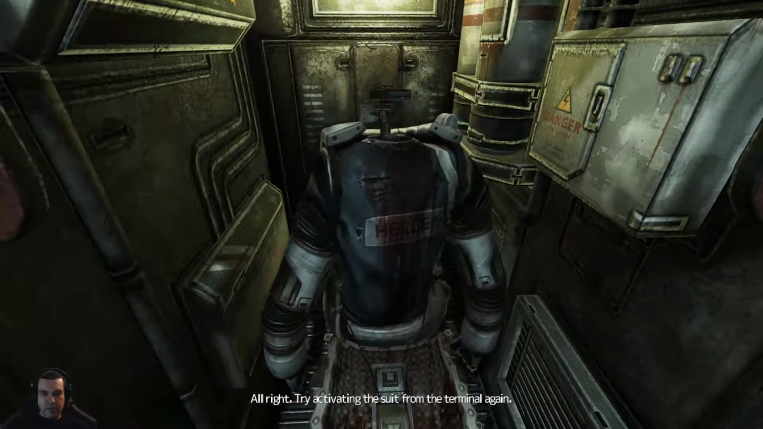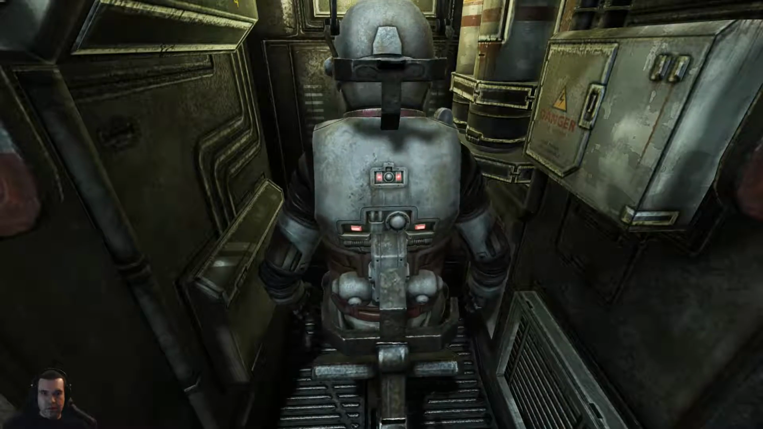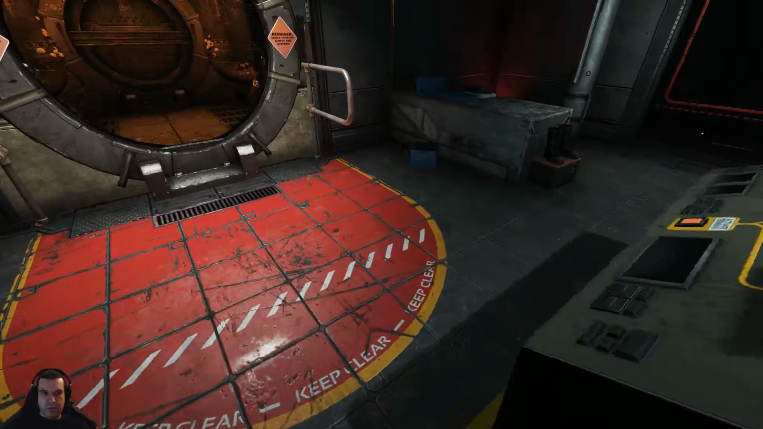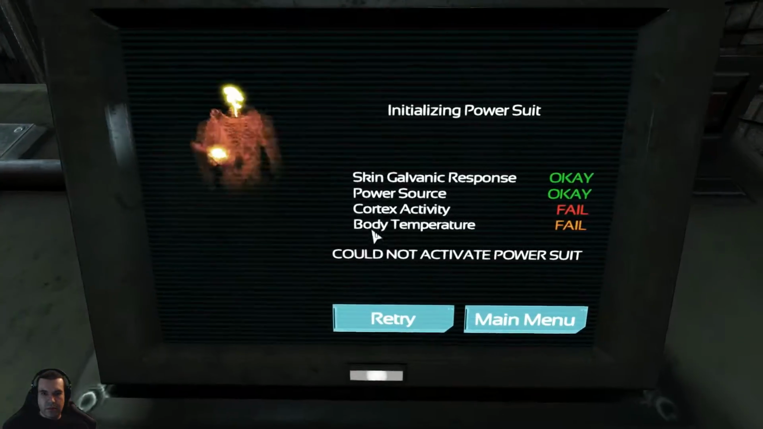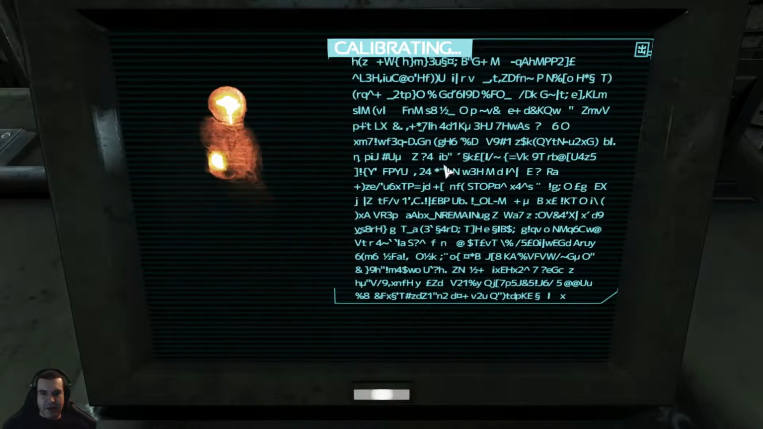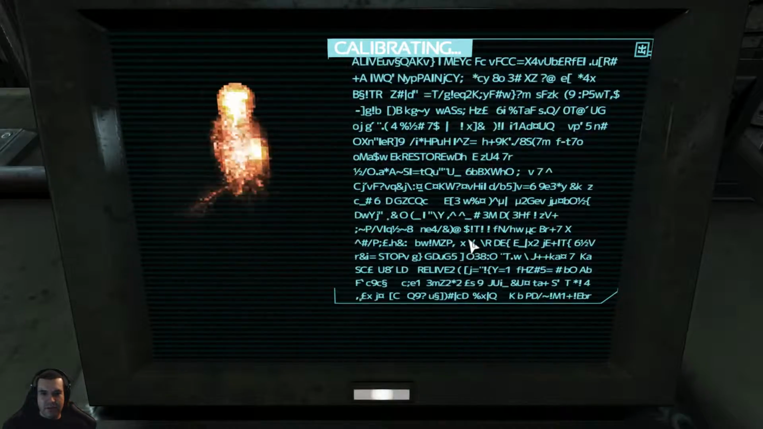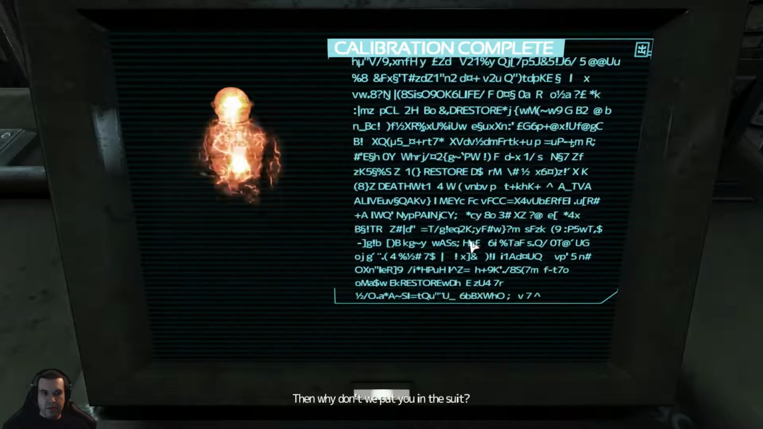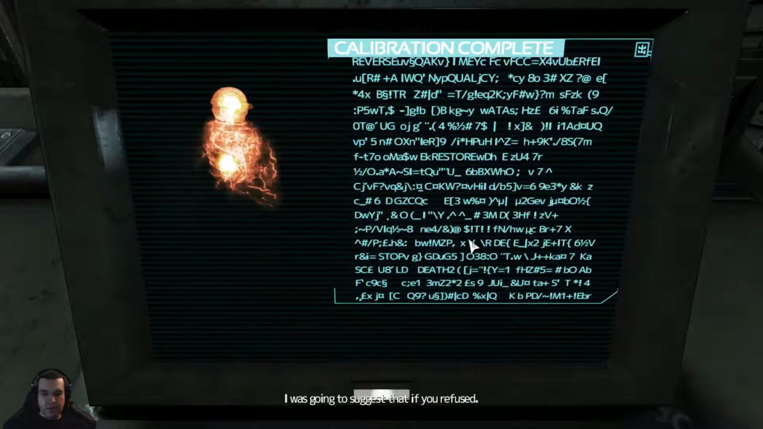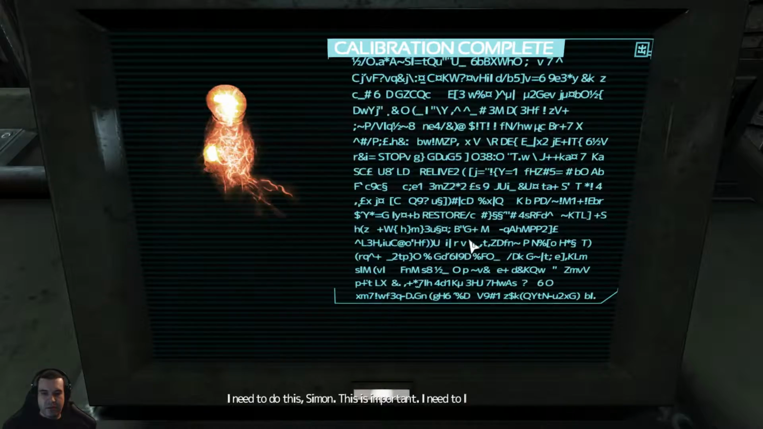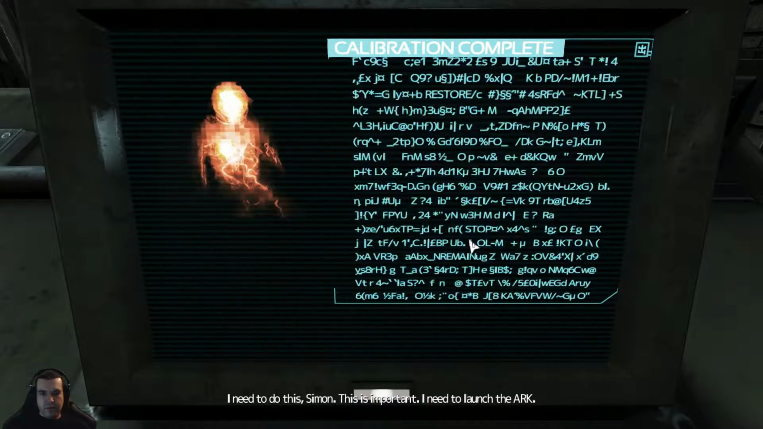All right, try activating the suit from the terminal again. Vortex activity fail. Body temperature fail. Retry. Oh good, I like those numbers. And letters. I can't believe we're doing this. It will be fine. Then why don't we put you in the suit? I was gonna suggest that if you refused. You'd go without me. I need to do this, Simon. This is important. I need to launch the Ark.